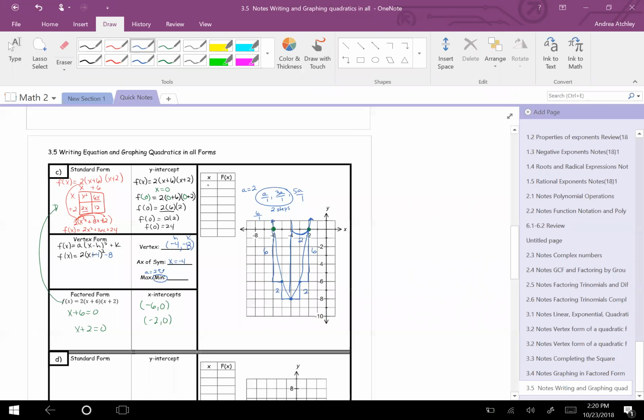I'm going to start at -6 for x. And when x is -6, y is at... oh, not -6. Is that 0, right? Y is at 0. When x is -6, y is 0. When x is -5, y is -6. And then when x is -4, y is at -8.